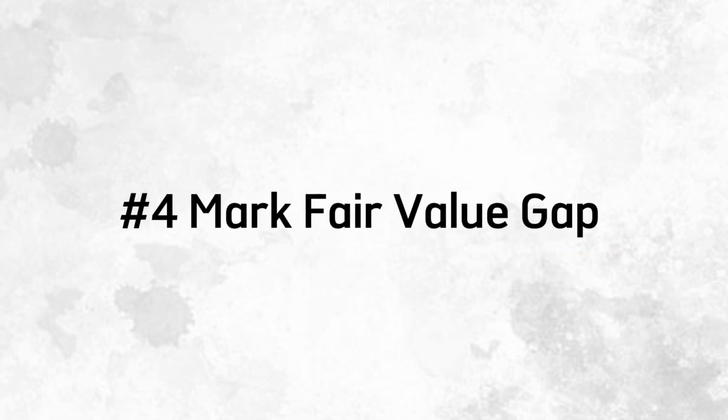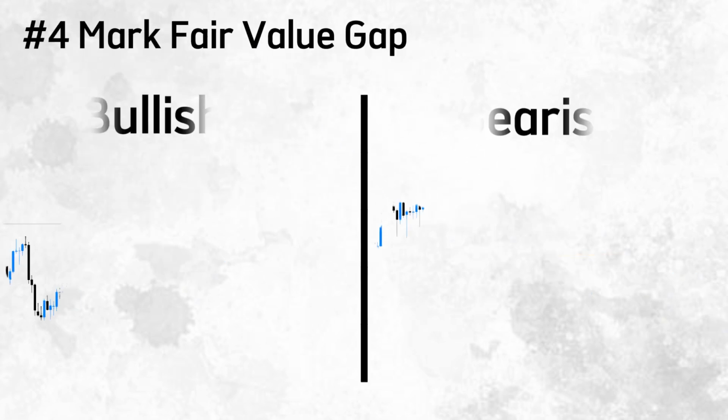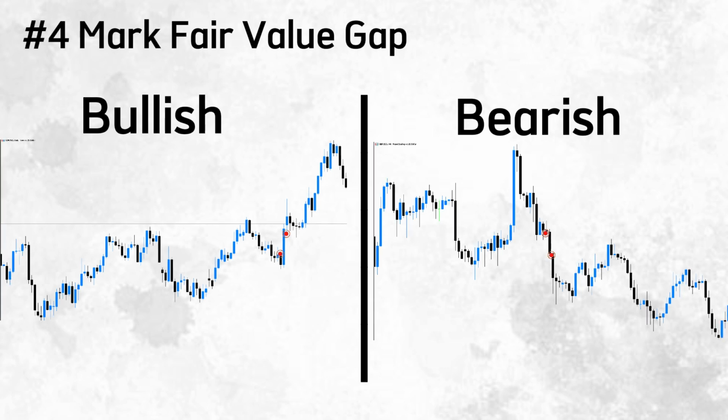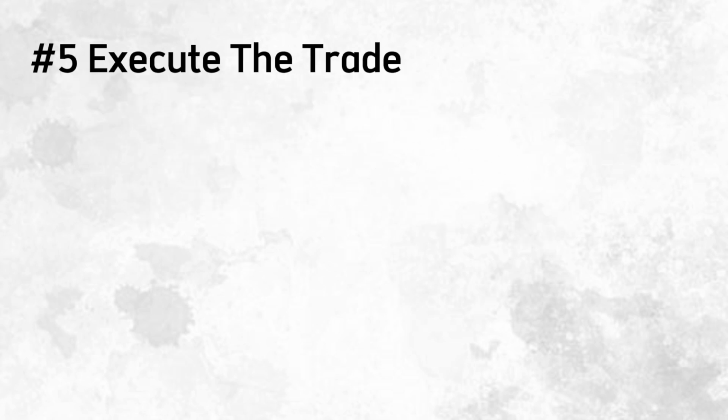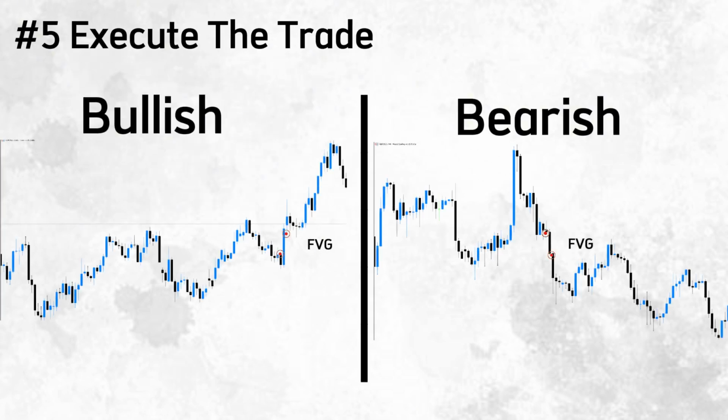Step 4. Mark fair value gap. In bullish trend, the gap between the high of first candle and the low of third candle, while in bearish trend, the gap between the low of first candle and the high of third candle will be marked as your fair value gap. Step 5. Execute the trade. If the market is in bullish trend, we will wait for market to retrace and test that fair value gap to balance the move. When market tests that fair value gap, we can execute a buy trade with other technical confirmations like rejection or structure shift in lower time frame.